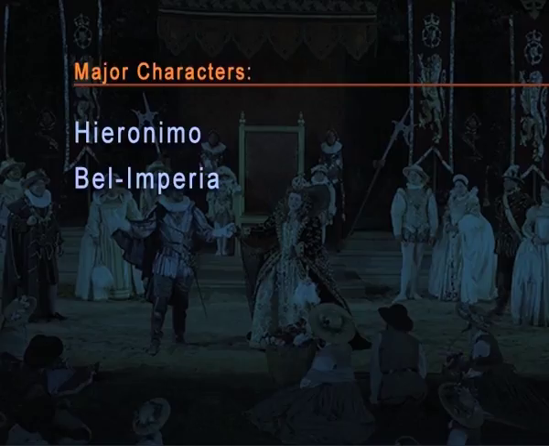Now, we come to the second character, Belle Imperia. Belle Imperia is the female protagonist of the play. She is the ill-fated daughter of the Duke of Castile. She has the misfortune to fall in love with two commoners, Andrea and Horatio. So, her lovers were not at all approved by her noble family. So, they were both killed.